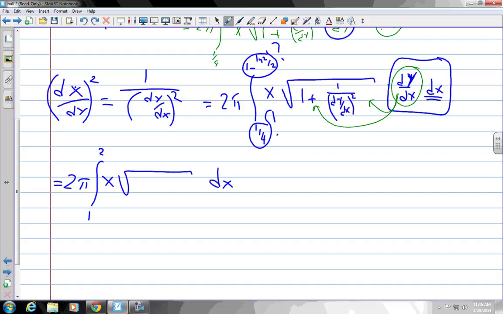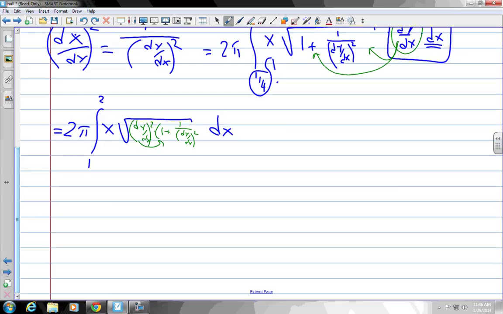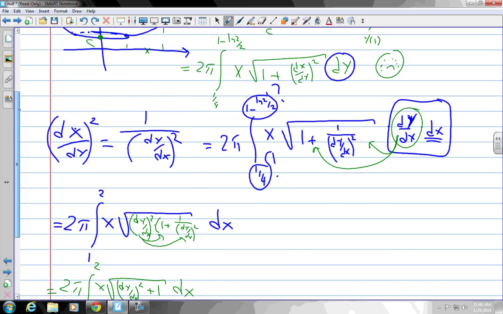So this gives me (dy/dx) squared times 1 plus 1 over (dy/dx) squared. Right? So you distribute that, dy/dx cancel, and you end up with 2 pi, the integral from 1 to 2, x times the square root of (dy/dx) squared plus 1 dx. That's exactly the same as just integrating with respect to y.